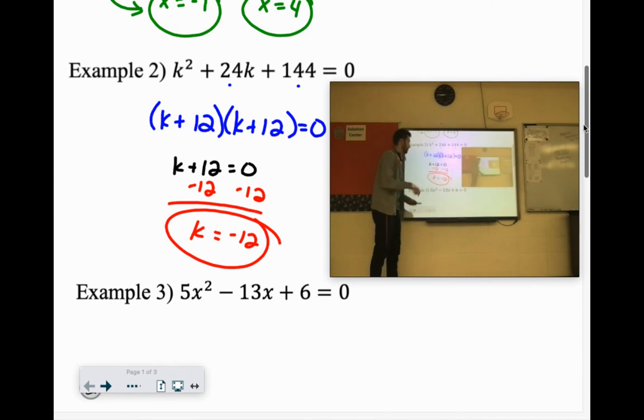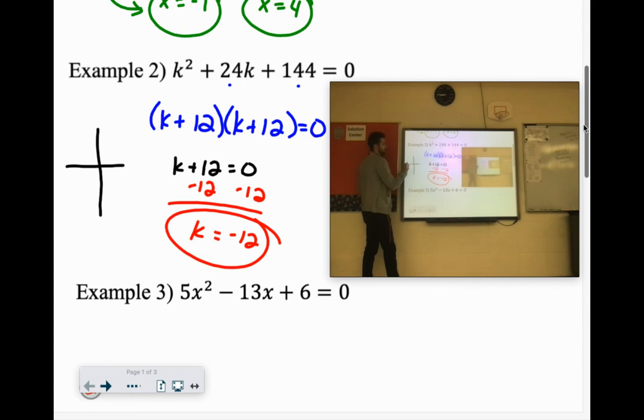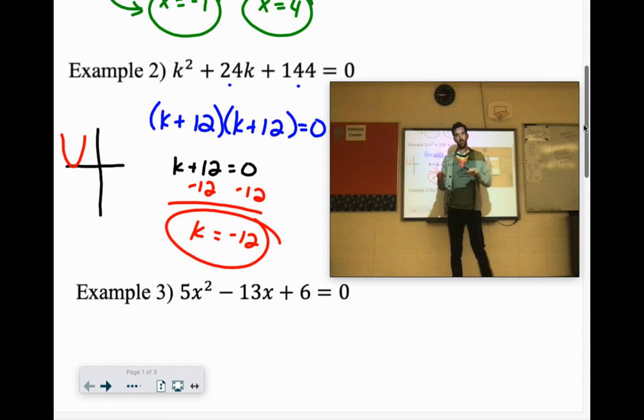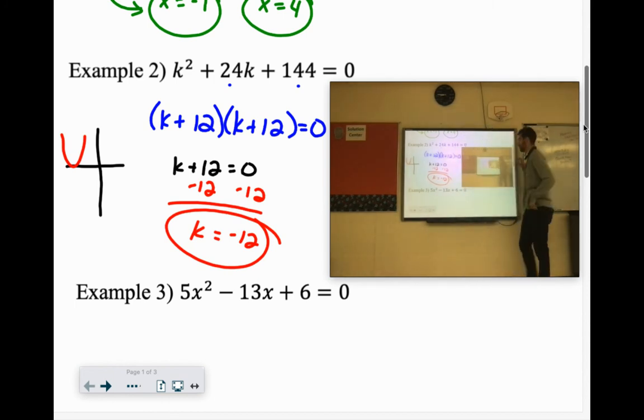So if this was graphed, this parabola would only hit the x-axis at negative 12. It would only hit at one point. The solutions for these are, where would the parabola cross the x-axis?